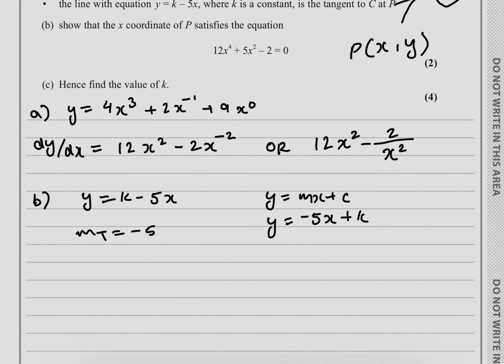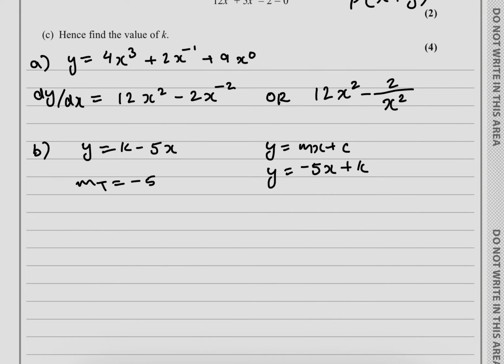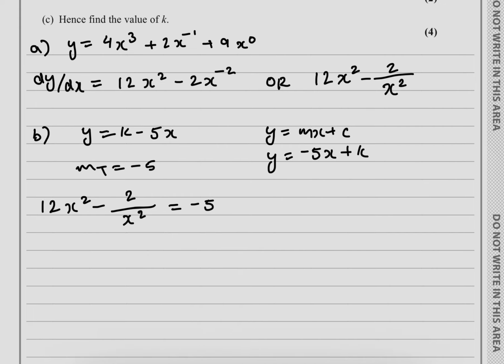they're asking us to show that the x-coordinate of P satisfies this equation. What do you do with the facts that you do have? We know that 12x squared minus 2 over x squared is equal to minus 5. And we want to simplify this as much as possible. So first of all, let's try to get rid of the fraction. How do we get rid of that?